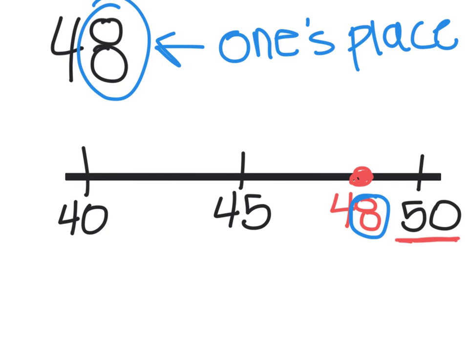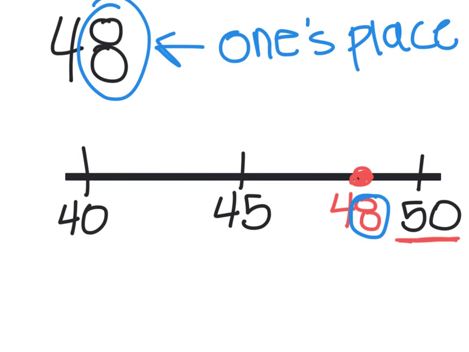Let's work on rounding 2-digit numbers to the nearest 10. The first number we will look at is the number 48. One way to round is to use a number line. We are rounding to the nearest tens place, so we need to put 40 and 50 on our number line, since 48 is between those two tens places.